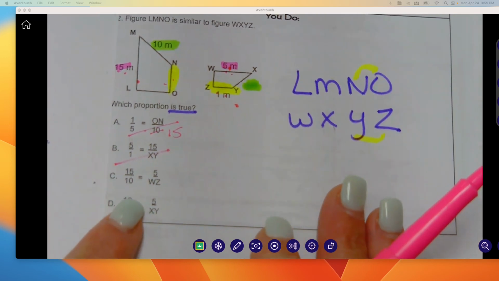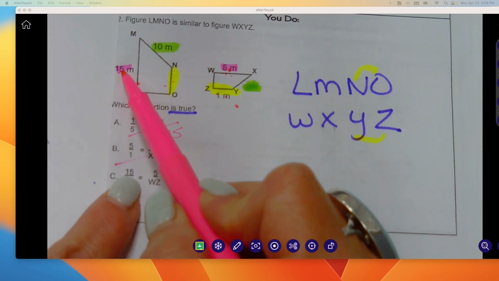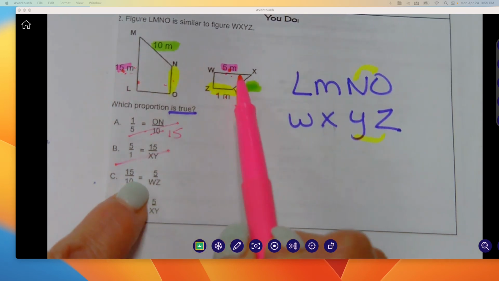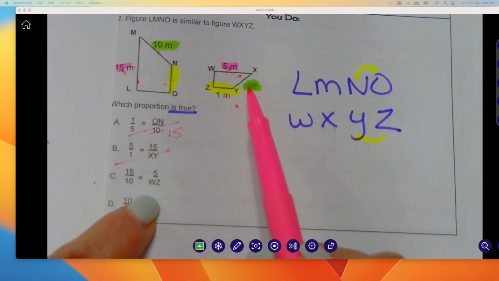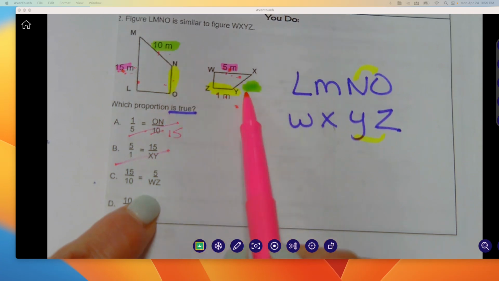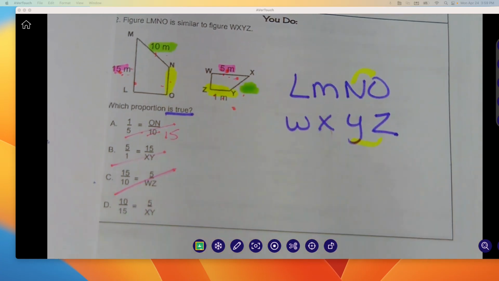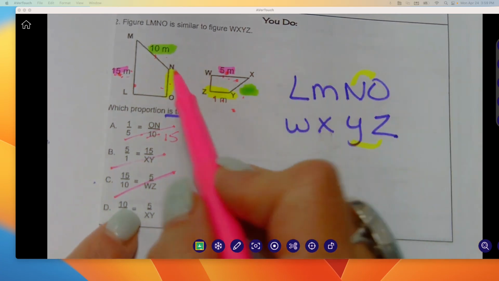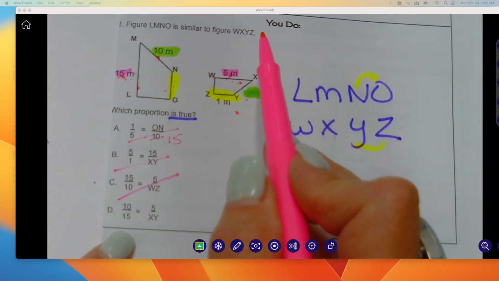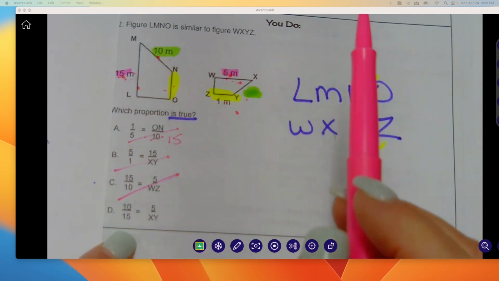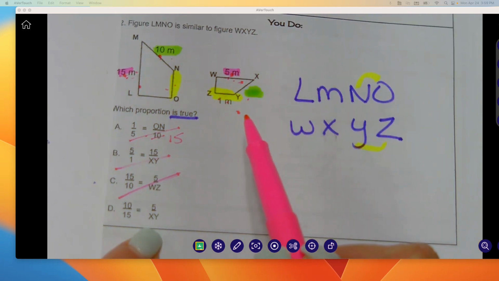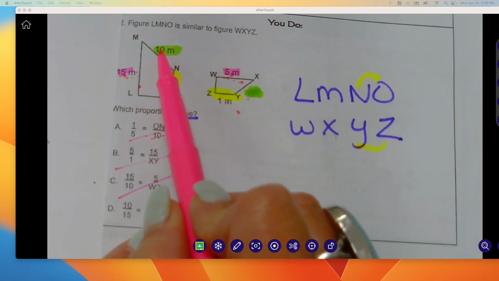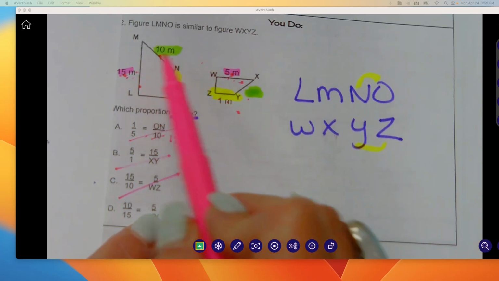Okay. Letter C, we have 15, we're going across, 15 and 5, so both of those are pink. Then we have 10 and WZ. No, it should be YX because green and green, so it's not this one. Guys, we're not going to assume that it's just letter D. We're going to look at it as well. Okay, so we have 10 corresponds with 15. And then we have 5 corresponds with, let's try this again. We have 10 corresponds with 5. No.